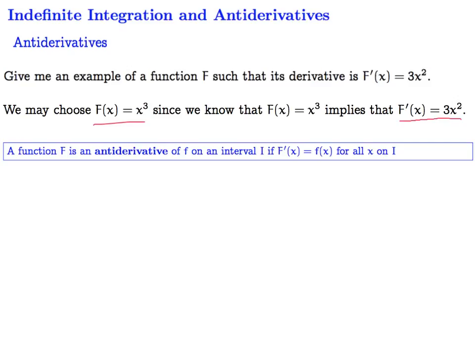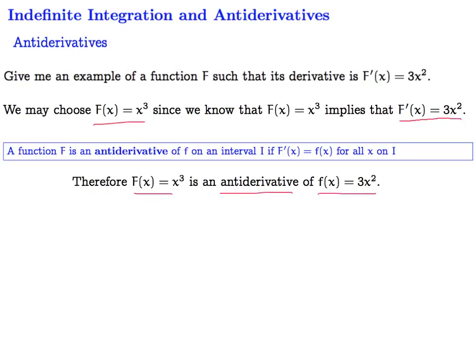And so generally we're going to say a function f is an antiderivative of a function on an interval if the derivative of it is equal to the function f of x. So therefore, in our case, we can say the function x cubed is an antiderivative of 3x squared, since the derivative of x cubed is 3x squared.